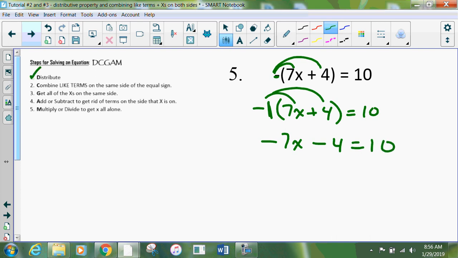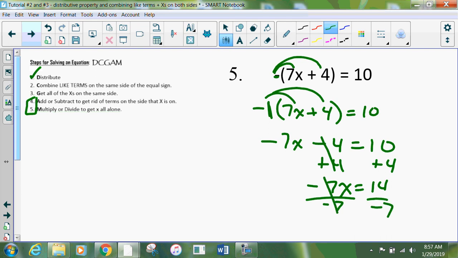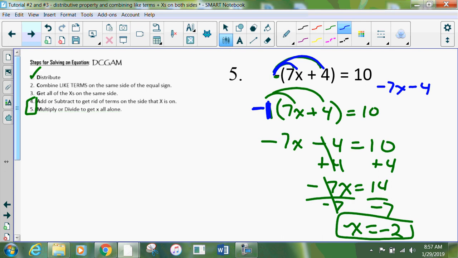After we distributed, we're right back down to the 2 steps. We're going to add 4, and we're going to divide by negative 7, and there we go. All right, so decide what you want to do. It's okay to just distribute that negative and say that that's negative 7x, and distribute the negative to the positive 4 and say that's negative 4. You don't really have to write a negative 1, but a lot of people find comfort in doing it that way, and that's good. You can do it either way.